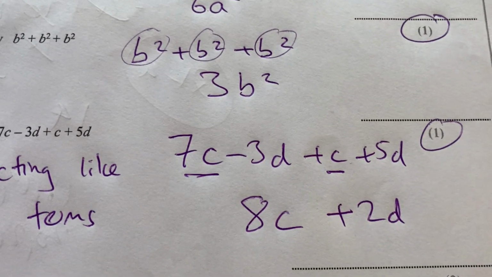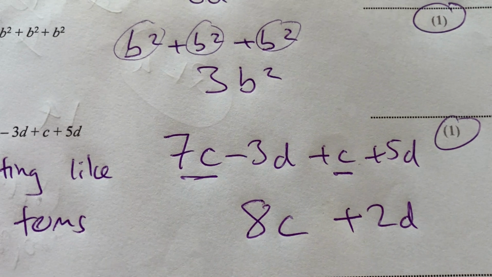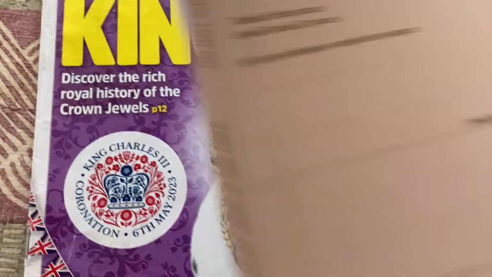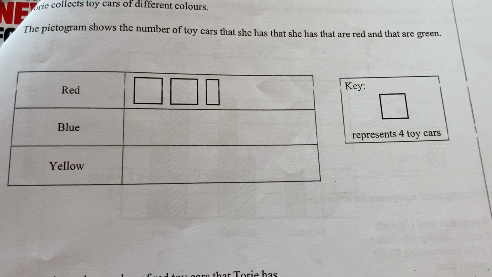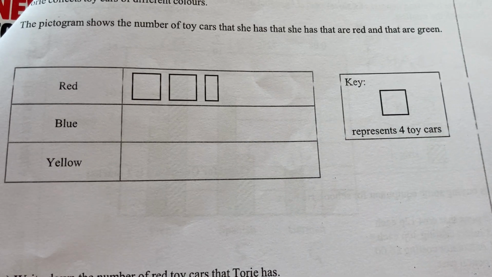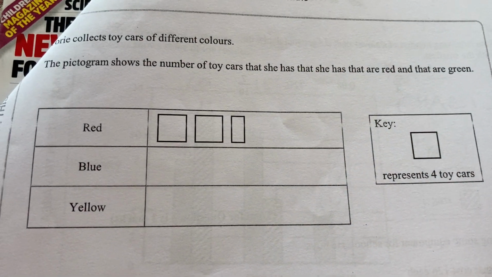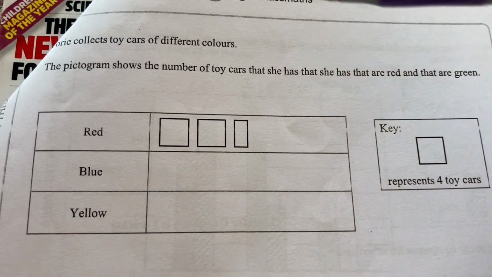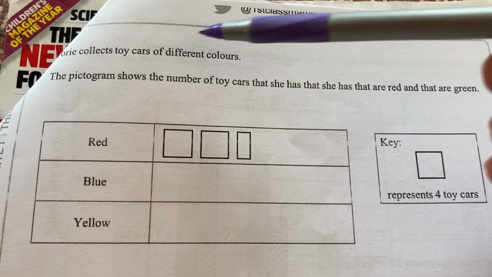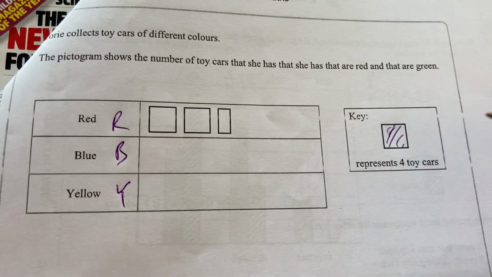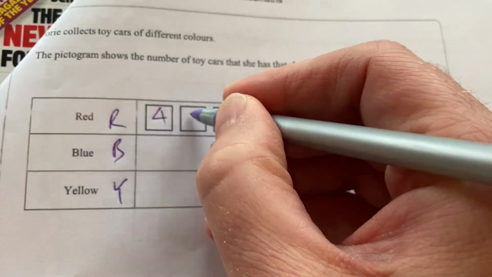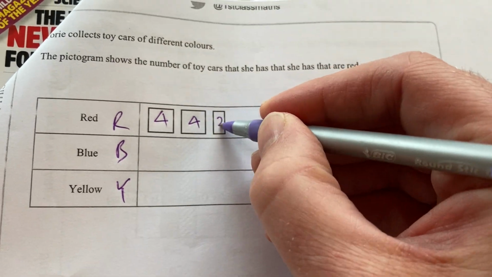I think we've got time for one more quick question, which would be question 4. So this is about pictograms. Pictograms are a nice way of visually representing some maths. And they say someone collects toy cars of different colors, red, blue, and yellow. The key here, each square represents 4 toys. So that's 4 and that's 4. That looks like it's a half, so that's 2.